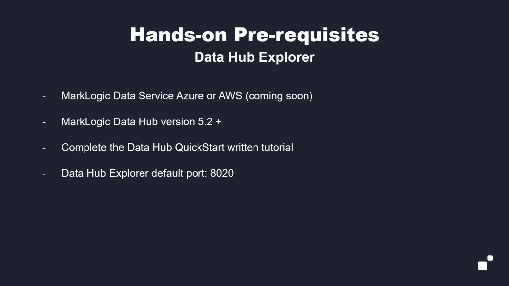To follow along, you will need to run Data Hub service on Azure. It will be available soon on AWS as well. Make sure you are running the appropriate version of Data Hub, version 5.2 or later. Complete the Data Hub Quick Start written tutorial in order to get harmonized data to explore. And finally, log in to Data Hub Explorer on port 8020.